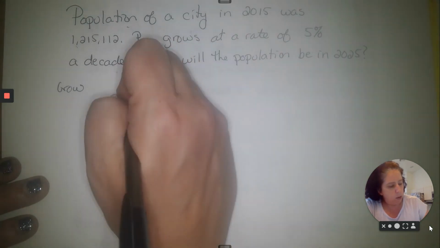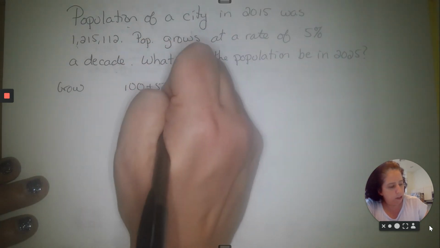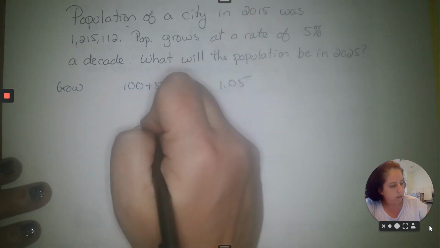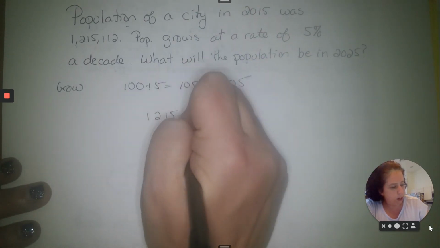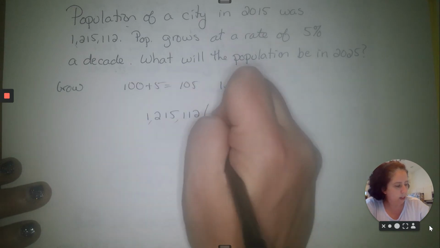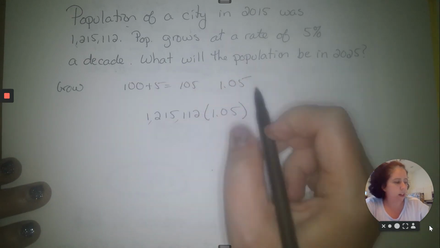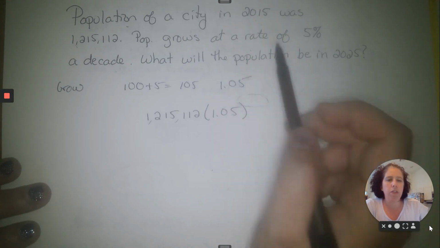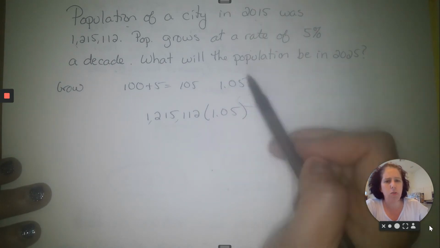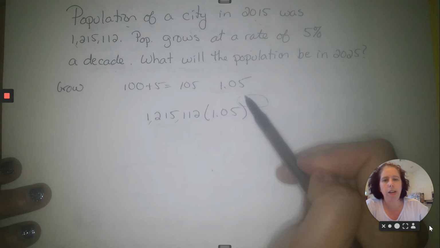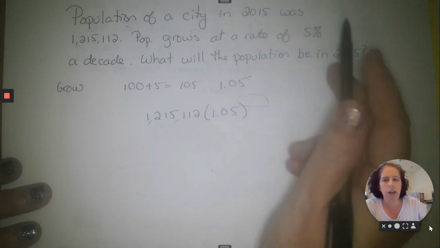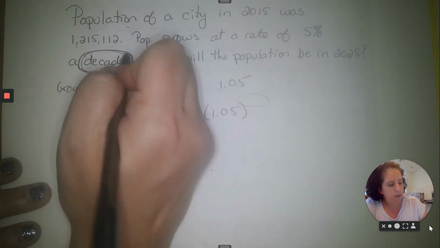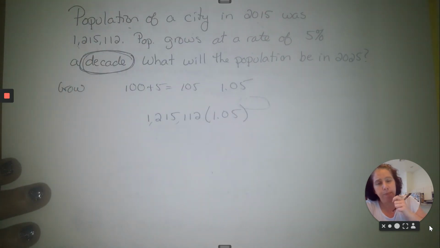Okay, so we're going to do 100 plus 5, which gives me 105, so 1.05. Okay, so we need our original amount. Make sure you copy that number down right. Our multiplier. Now, I need to know that number up there. A lot of you guys are going to go, well, 2015 to 2025 is 10, so I'm going to put a 10 up here. No, it's not a 10, so be careful, because it says 5% a decade. How many years are in a decade, do you know?